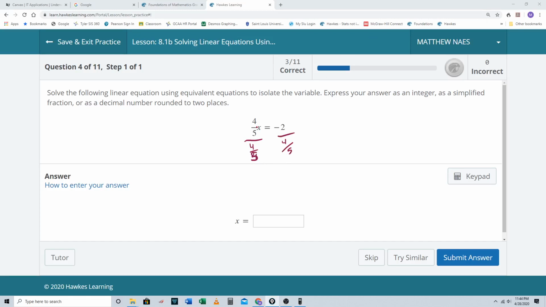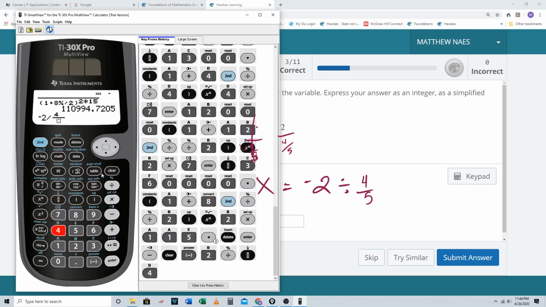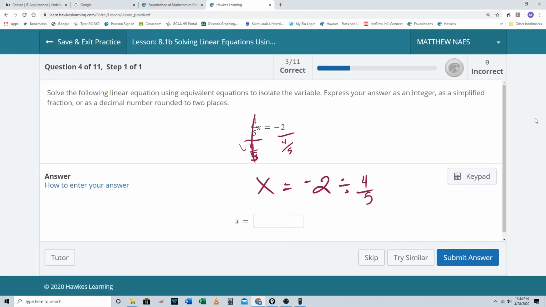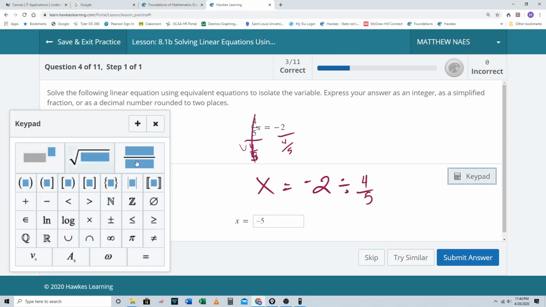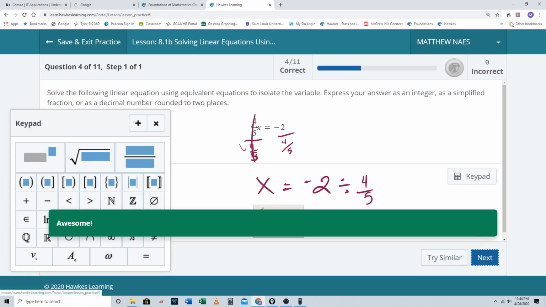Right? So this is going to cancel. X is equal to negative 2 divided by 4/5. I'm just going to put that in a calculator. So negative, oh, that's not negative, clear. Negative's down here. Negative 2 divided by fraction 4/5. Negative 5/2. So negative 5, and using my fraction button, over 2. Done. That's how you want to do these.